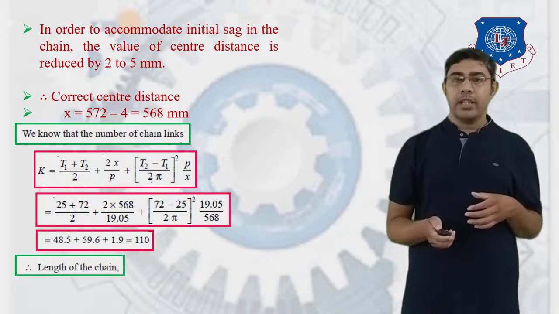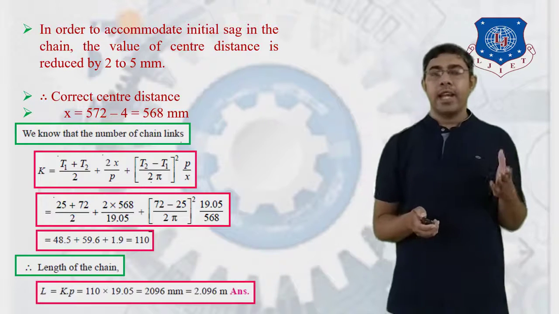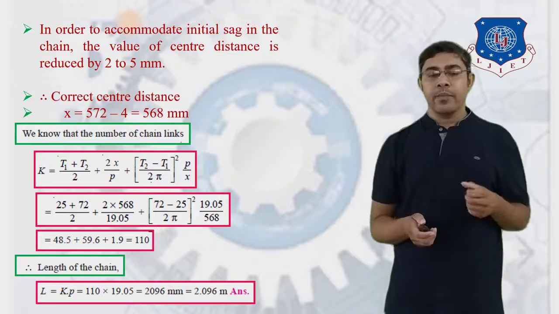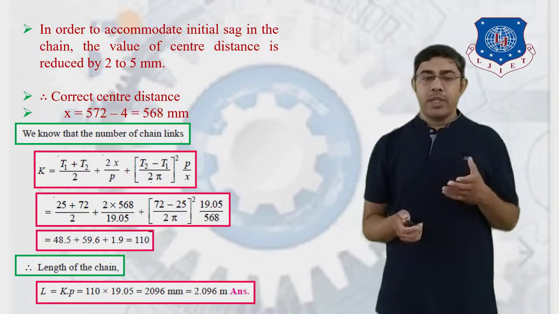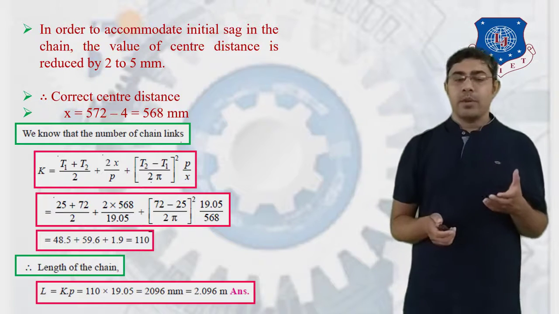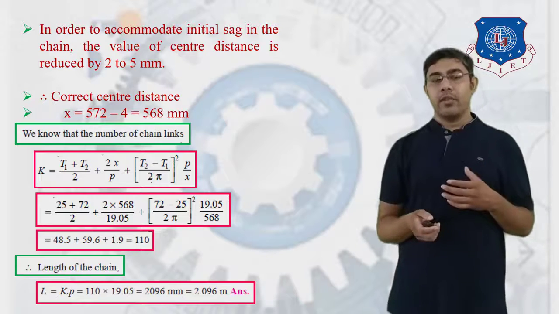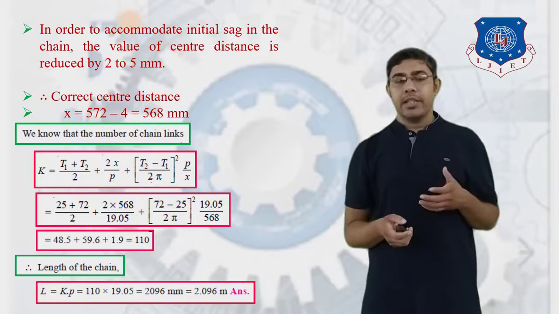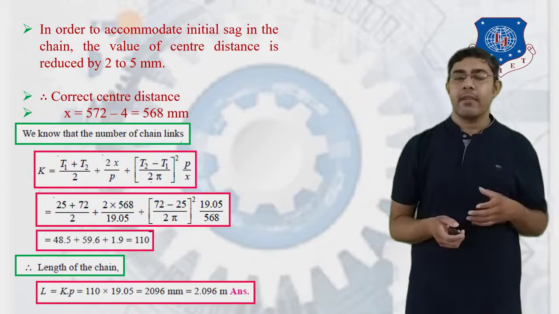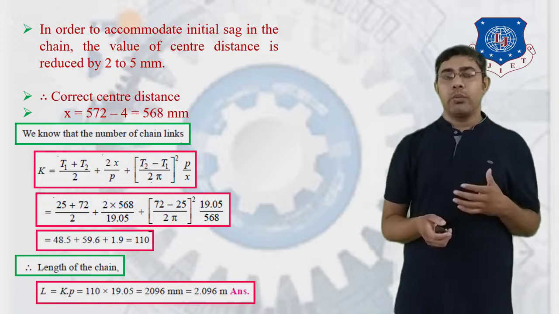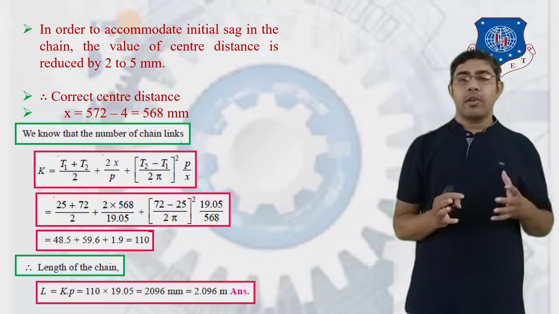And now we can calculate the length of chain. We know that the length of chain L is equal to K into P. Here K is the number of chain links and P is the pitch of chain. So the pitch of chain here is 19.05 and K we calculated as 110. By placing all these values, we get the length of chain equal to 2096 mm, or in meters, 2.096 meter. So this is the design of the chain.